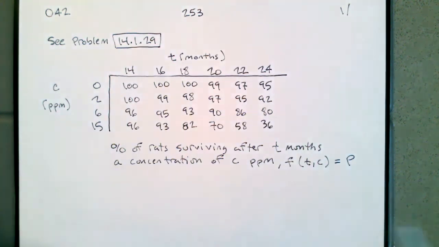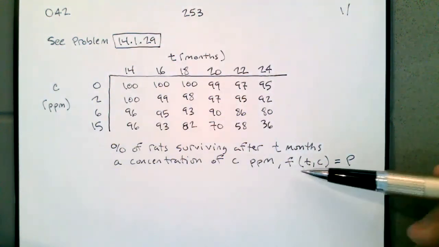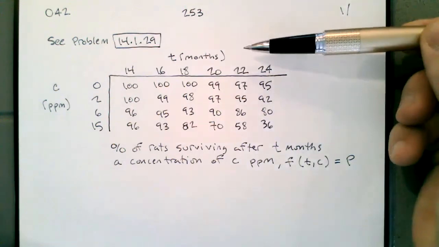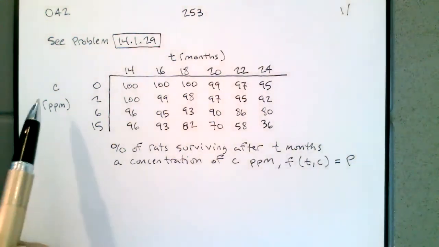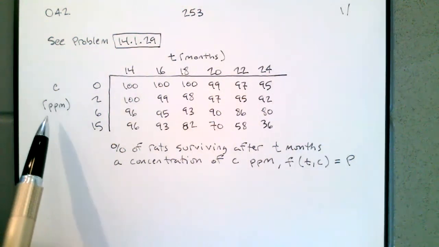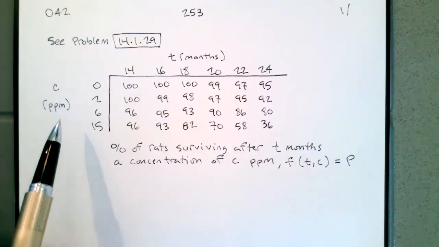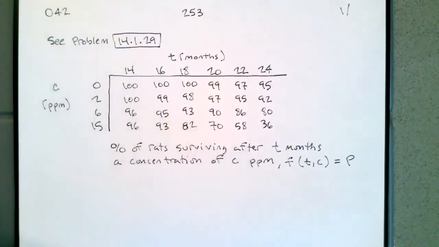I've got my function of two variables. P is a function of T and C, where T is apparently time in months, and C is some kind of concentration in parts per million. And the values in the table are percentages. So this represents the percentage of rats surviving after T months, at a concentration of C parts per million for some apparently toxic substance.